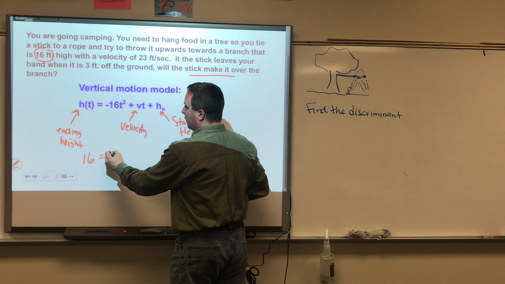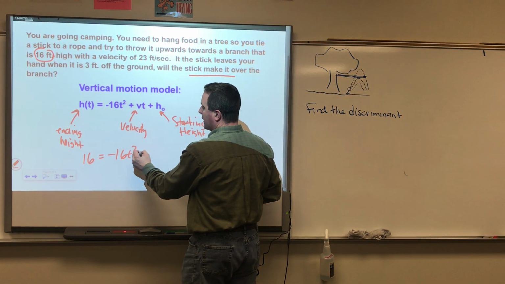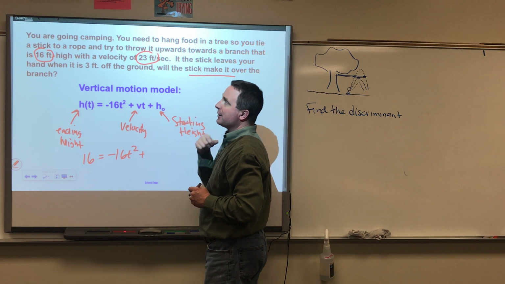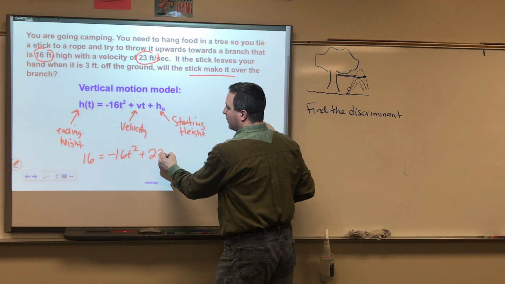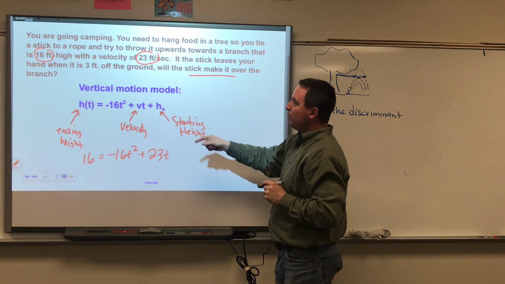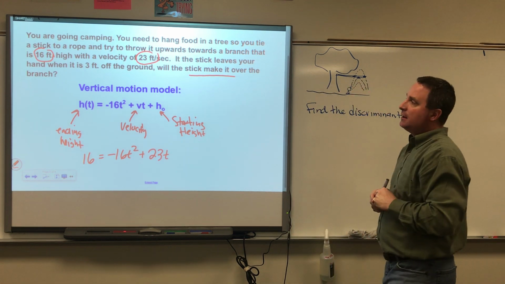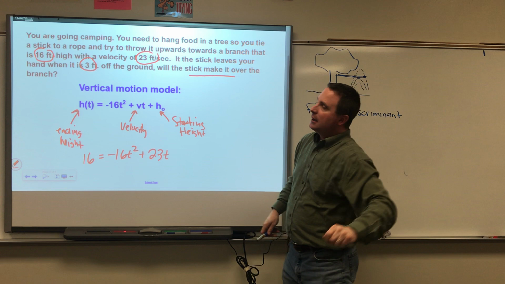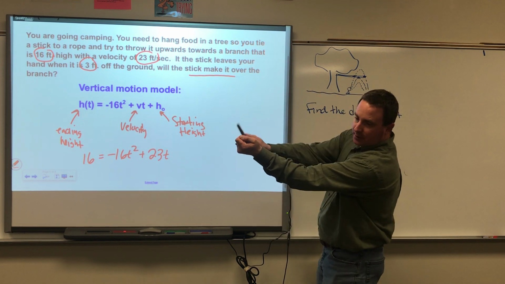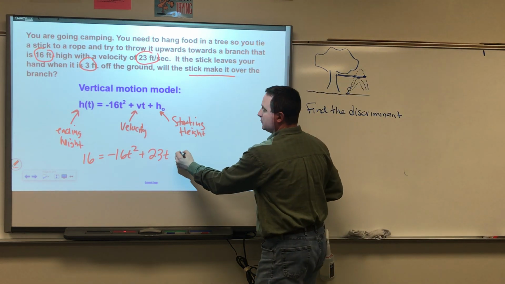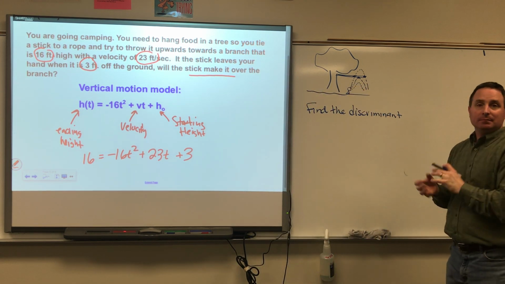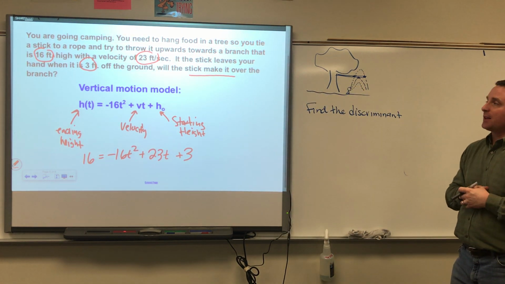If I keep going with my equation, negative 16t squared, its velocity, I think right here, we're throwing it up there at 23 feet per second. So 23t. And what's its starting height? Its starting height is 3 feet. When you take this rope and you throw it up there, maybe you're going to do sidearm, but your hand's going to be 3 feet off the ground. That's the starting height. So that's how we get the numbers into that equation. That's where they come from.